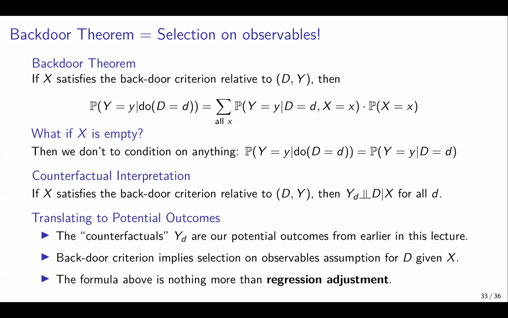So these counterfactuals, yd, are nothing more than our potential outcomes, which we talked about at the beginning of the lecture. So the backdoor criterion implies a selection on observables assumption for d given x. And the formula that we need to use is just nothing more than regression adjustment.